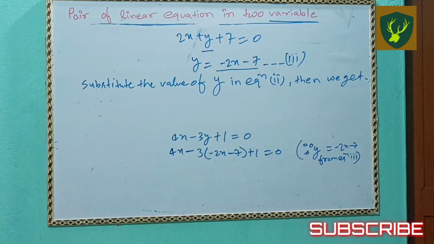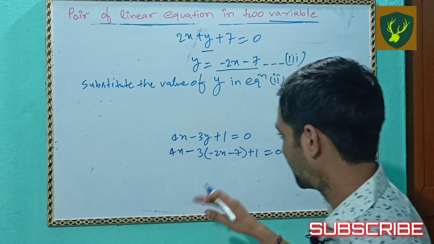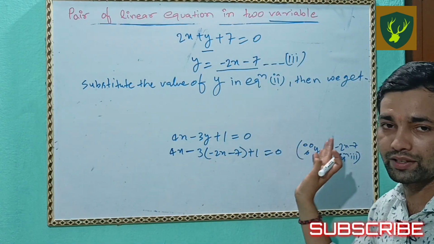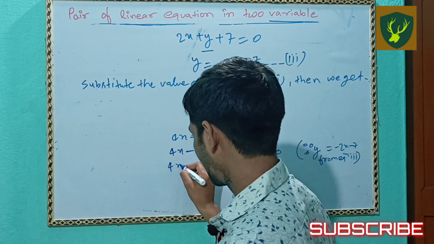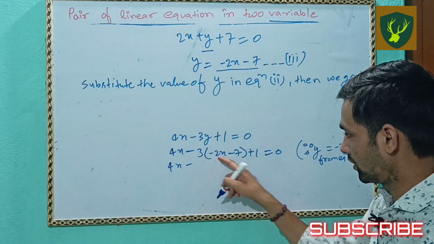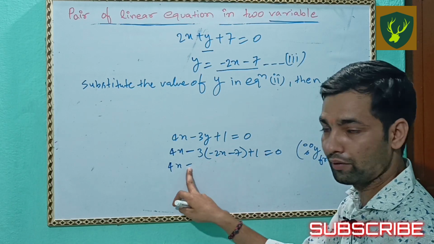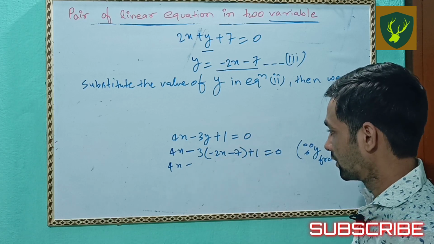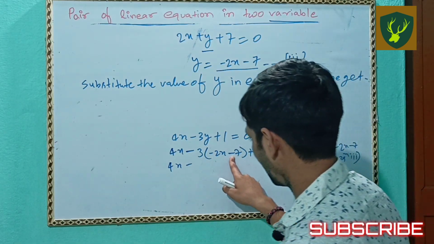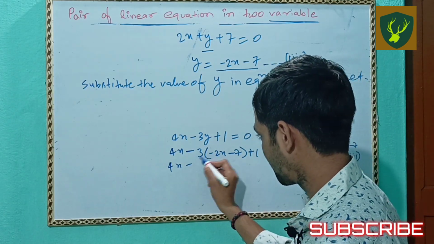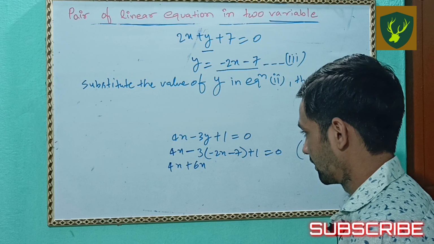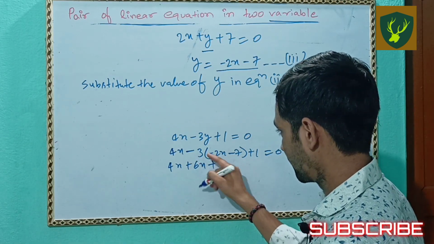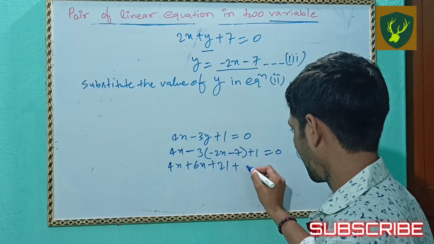To clarify, we will write. If you are not writing here, then also it will be perfect. Now we will solve this in a simple way. How do we solve in class 8? 4x, and we will multiply 3 to both the terms. If there is a minus sign, then it will change the sign of both here and here. 3 times 2 is 6, minus times minus is plus, it means 4x plus 6x, minus times plus 3 times 7 is 21, plus 1 equal to 0.